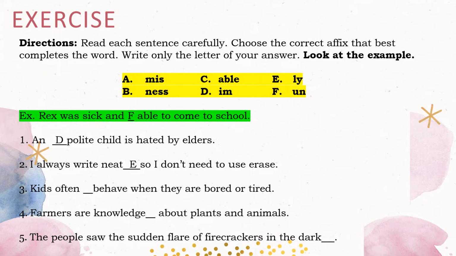Let's try to answer number 1. An impolite child is hated by elders. Im is letter D, so you have to write letter D before the word polite. Number 2, I always write neatly so I don't need to use eraser. Ly is letter E, so you have to write E at the blank. 3, 4, and 5 are for you to answer. You may pause this video and take time answering this exercise.